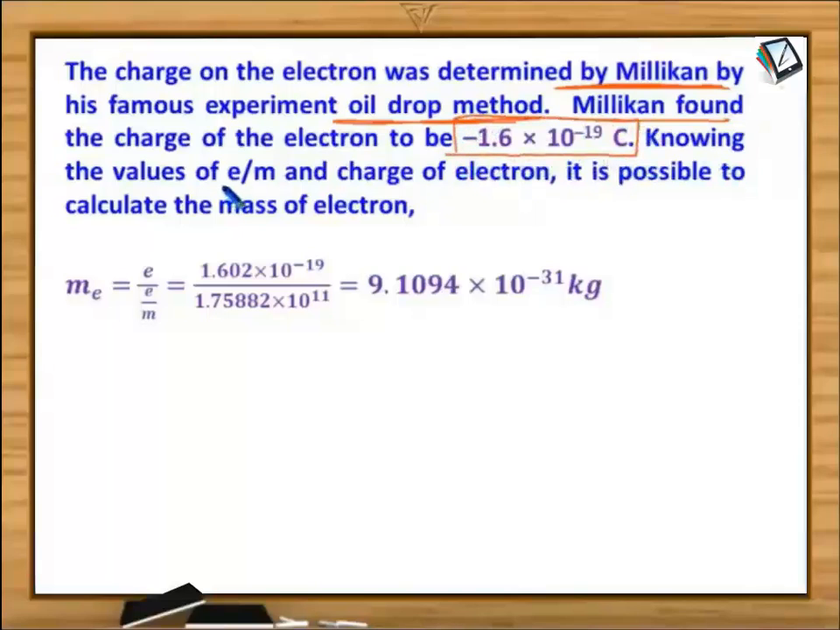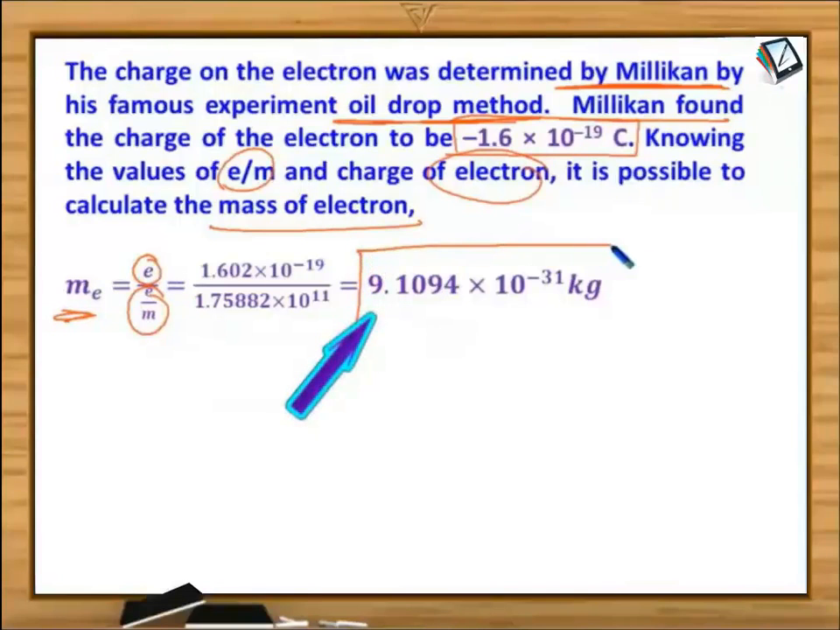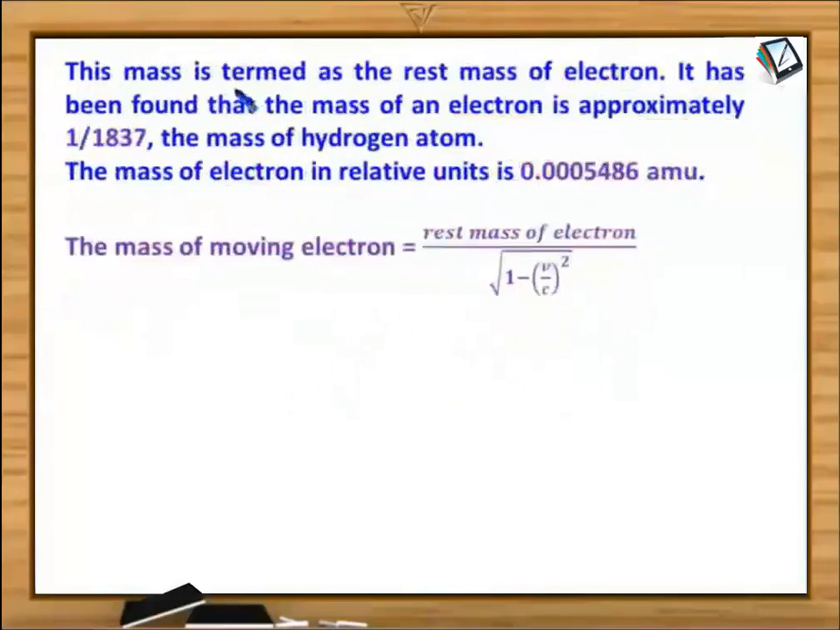So knowing the values of e/m and the charge of the electron, it is possible to calculate the mass of the electron, because the mass of the electron is equal to charge divided by specific charge. So we get the final value as 9.1 × 10^−31 kg, or 9.1 × 10^−28 grams. This mass is termed the rest mass of the electron.